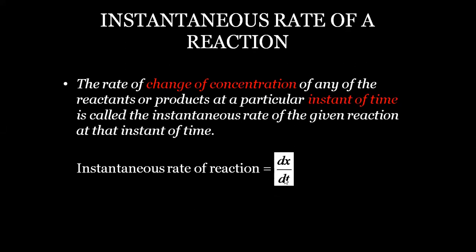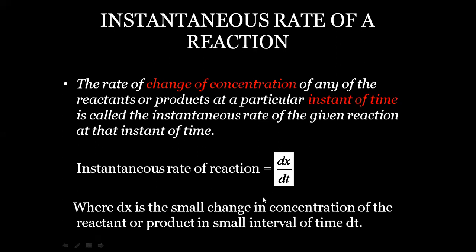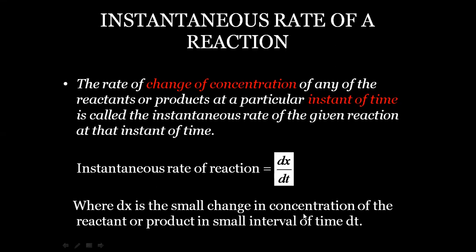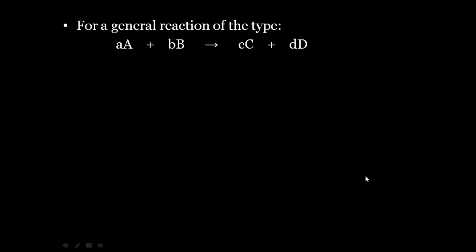We don't use a delta, we use a d, or a del. So what is dx by dt? Here dx is a small change in concentration of the reactant or product that happens in a small interval of time dt. Obviously, when I make the time interval very less, the change in concentration will also be less. Such a way of expressing the rate of a chemical reaction is nothing but instantaneous rate of a reaction. The other concept remains exactly the same: the reactant will decrease, the product will increase, and how to express the rate of reaction also remains the same. The only change is the notation and the concept that the time interval is very small.